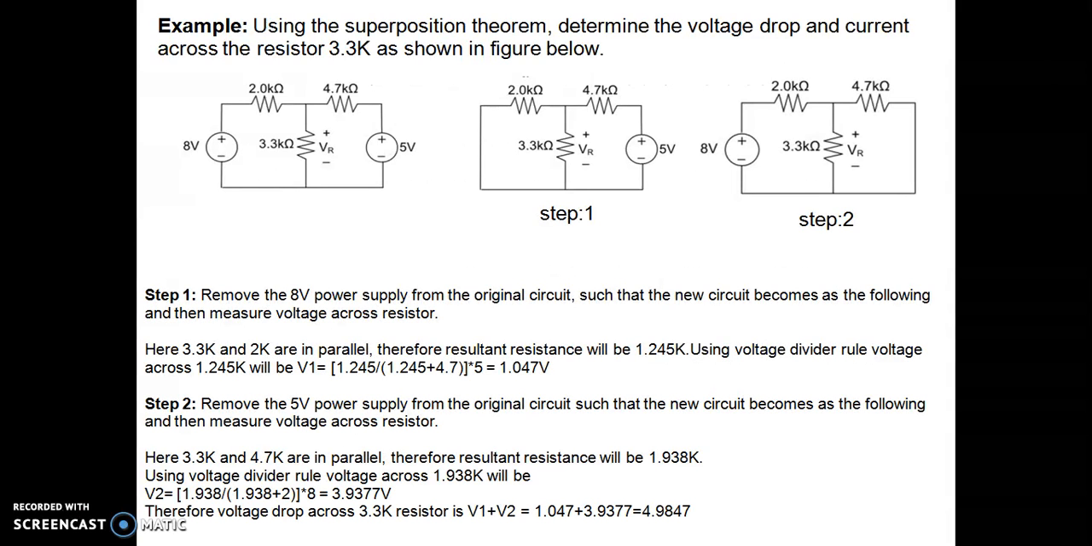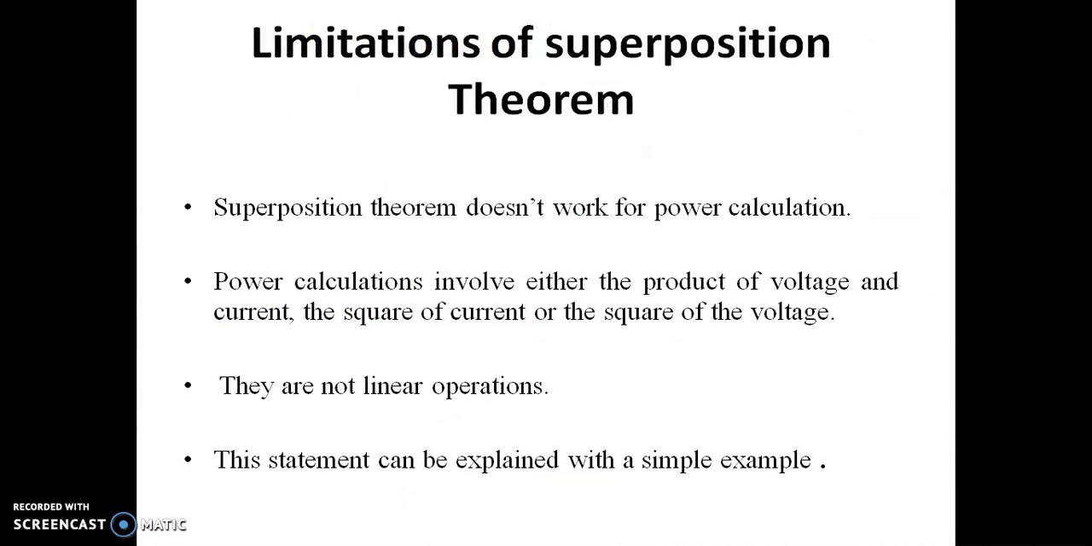Here is an example in which two independent sources, voltage sources of 8 volt and 5 volt, are applied to the given circuit. First step, remove the 8 volt supply by its internal impedance. As it is an ideal source, we have just short circuited it as given in step 1. Next, remove the 5 volt source by a short circuit and calculate the required value as given in the slide.